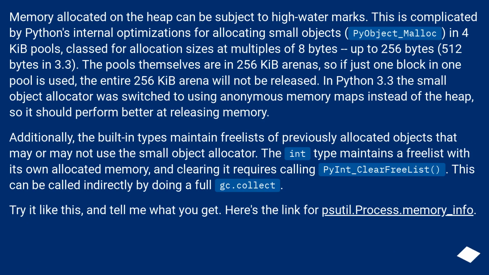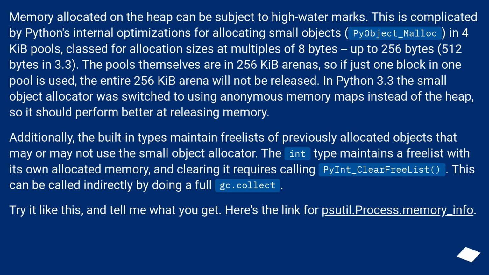Memory allocated on the heap can be subject to high water marks. This is complicated by Python's internal optimizations for allocating small objects, PyObject_Malloc, in 4 KiB pools, classed for allocation sizes at multiples of 8 bytes, up to 256 bytes, 512 bytes in 3.3. The pools themselves are in 256 KiB arenas, so if just one block in one pool is used, the entire 256 KiB arena will not be released.